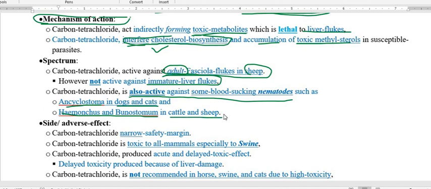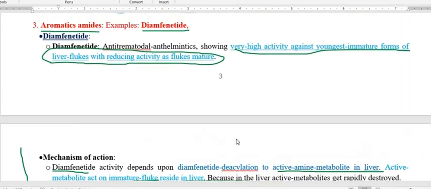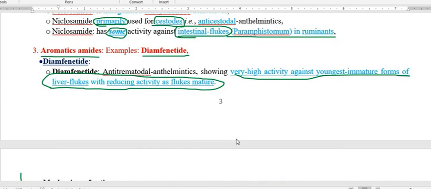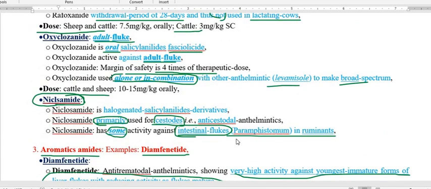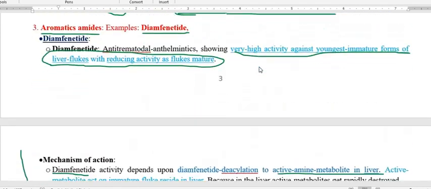Here I am going to mention one very important point: usually when you go through the antitrematodal drugs, you will find that the majority of them also act against blood-sucking nematodes and mainly act against the adult ones. Only a few examples that we have already mentioned, under the benzimidazoles, triclabendazole, then under the aromatic amines, diamphenetide. Diamphenetide and triclabendazole are very much active against immature flukes also, and some others that act against the immature are clorsulon and rafoxanide, but the age is 6 to 10 weeks old.